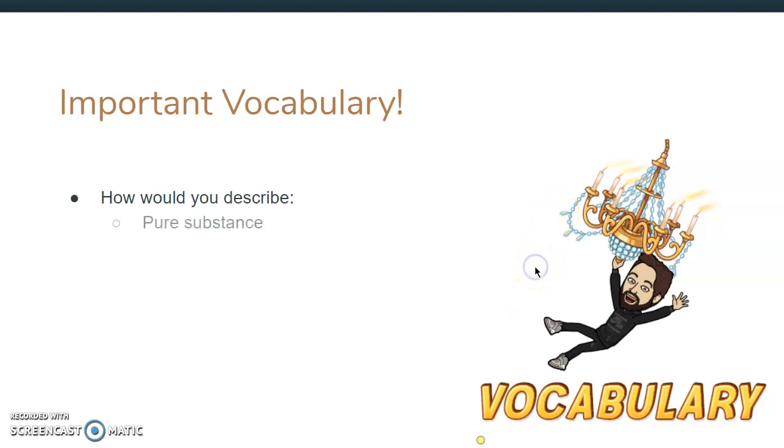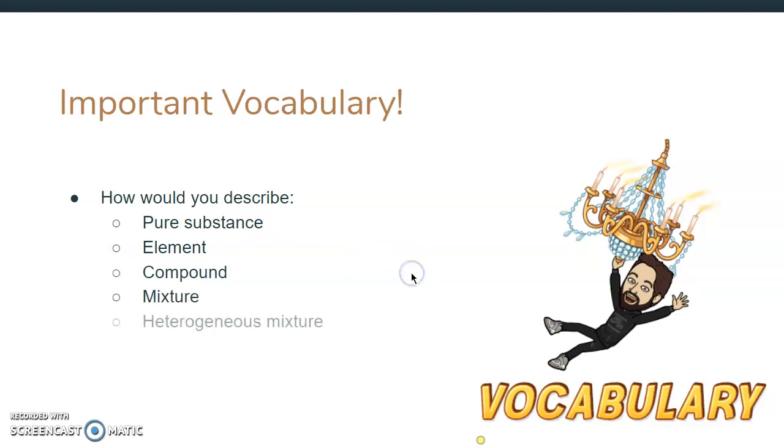So again, some more questions I want you guys to start thinking about on your own and even trying to write down these answers. How would you describe the following words? A pure substance, an element, a compound, a mixture, a heterogeneous mixture, and a homogeneous mixture. Understand that you may not know some of these words, and that's okay, but I just want to get you to start thinking about what it might be. And if you can guess, these are the words we're going to be talking about.